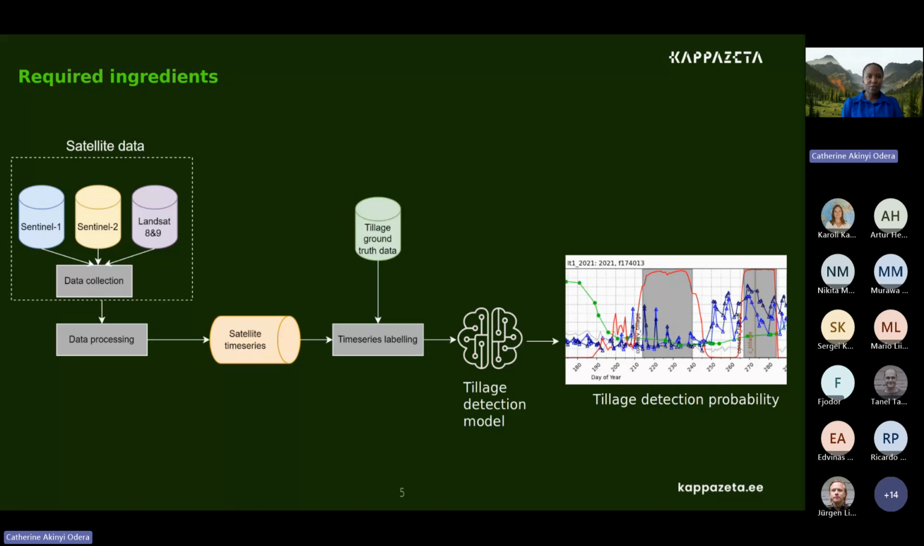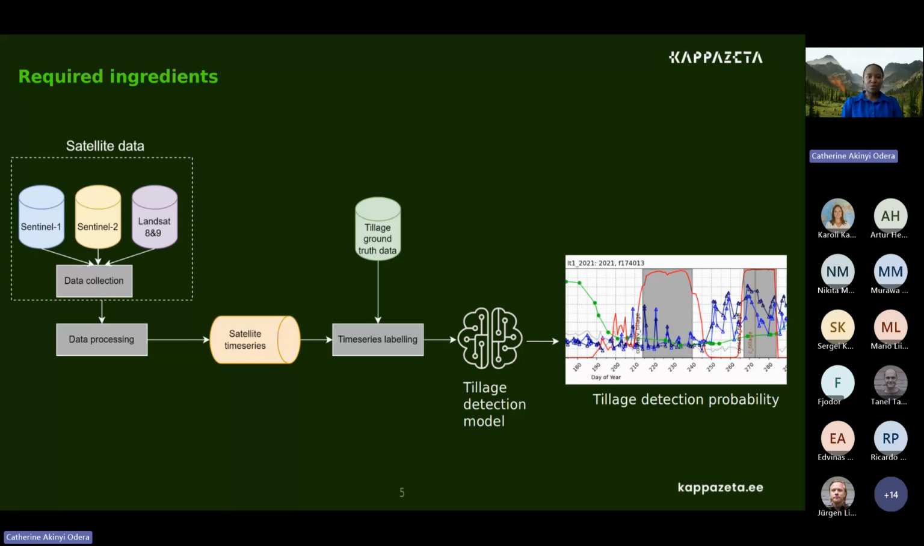But for the time series to be labeled, we needed tillage ground truth data. As you can see here, this is coming in to label the time series. So it's the tillage ground truth data. And this tillage ground truth data was obtained from farmers and the paying agencies within the Baltic Sea region countries. And then we found out that this data was not enough for us to train our models.